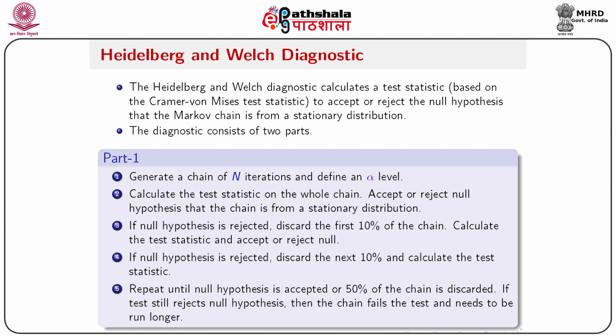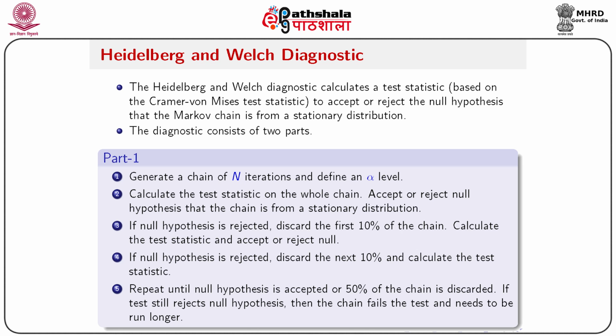The last diagnostic method that we are going to learn today is the Heidelberger-Welch diagnostic, the HW diagnostic. The HW diagnostic calculates a test statistic based on the Cramer-von Mises test statistic to accept or reject the null hypothesis that the Markov chain is from a stationary distribution. So this tests whether it is converging to a stationary distribution or not.